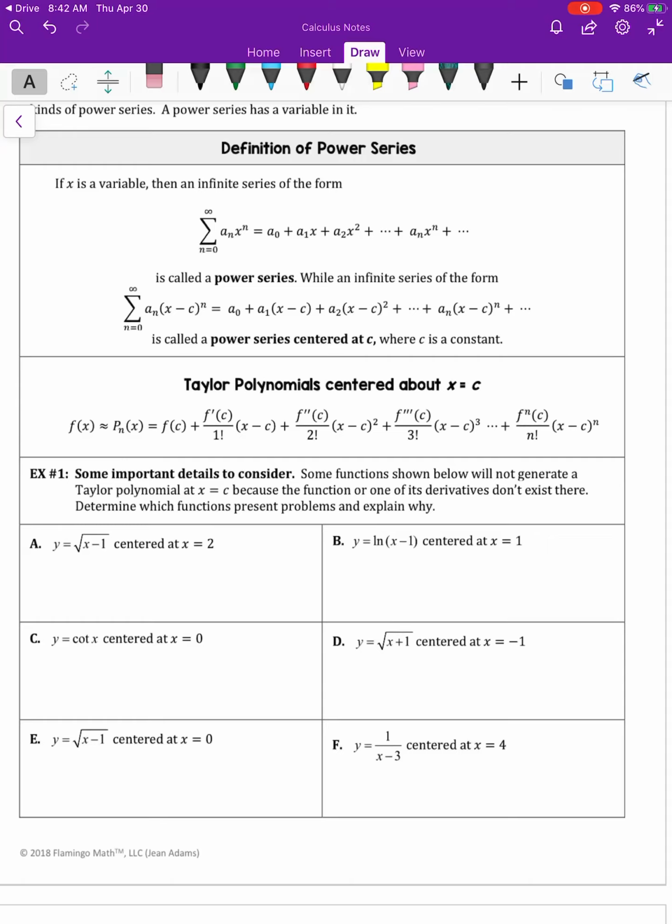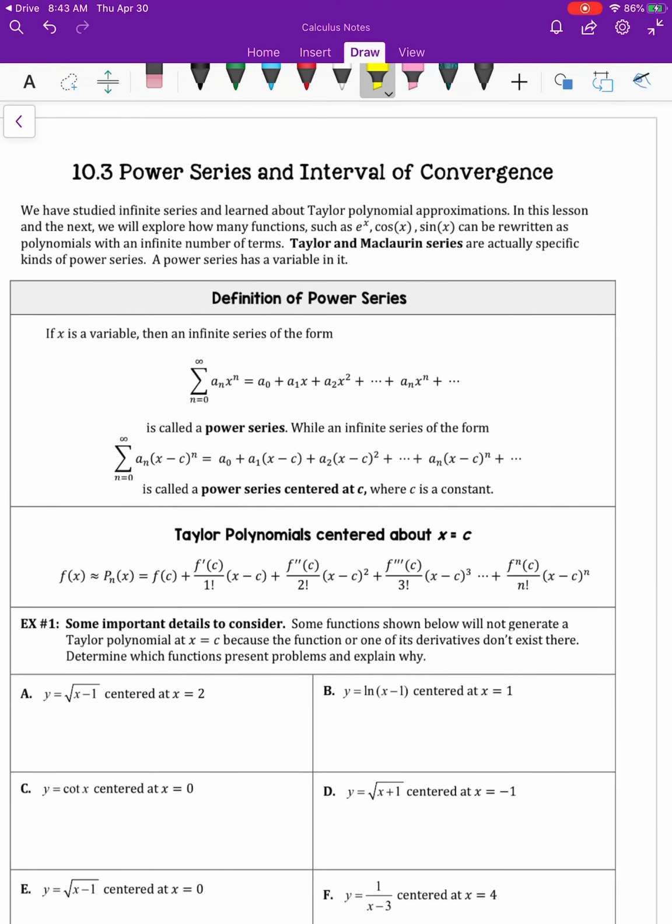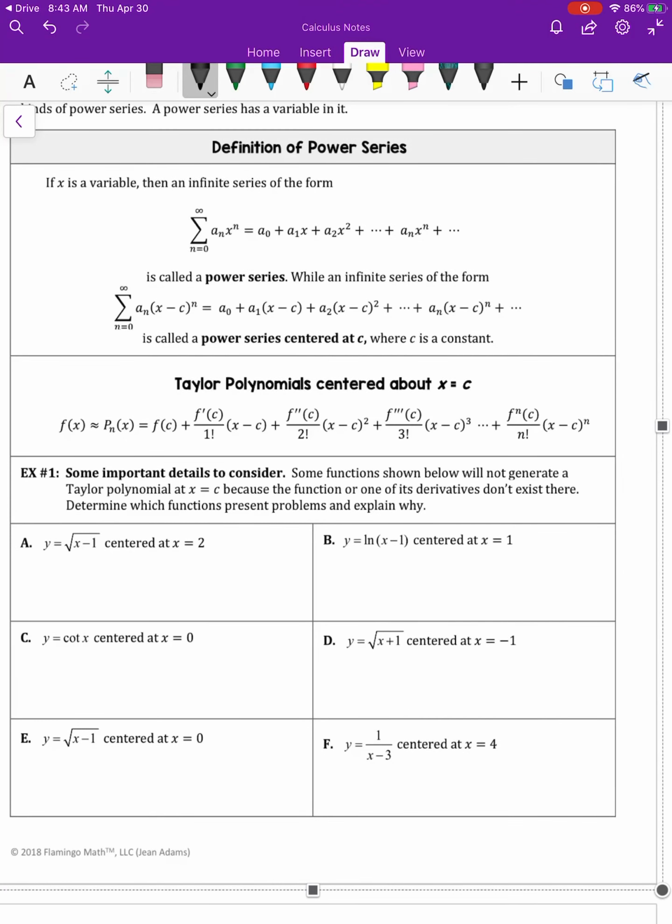So we're going to start off with example number 1, just considering a function, and if we were going to write a Taylor polynomial for that function centered at this point, could we do it or not? It says some functions shown below will not generate a Taylor polynomial at x equals c because the function or one of its derivatives does not exist there. Determine which functions present problems and explain why. So we are just looking at what our domain would be and thinking about, could we center something at that point?